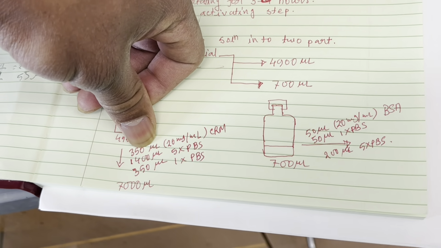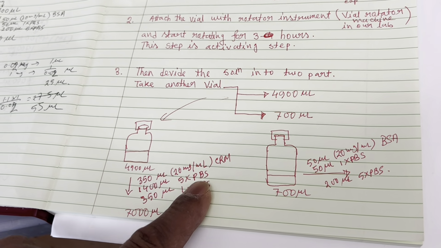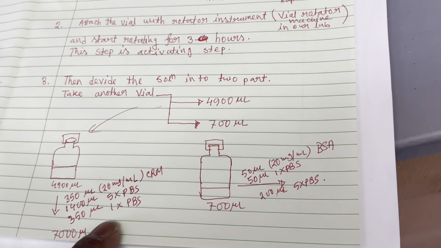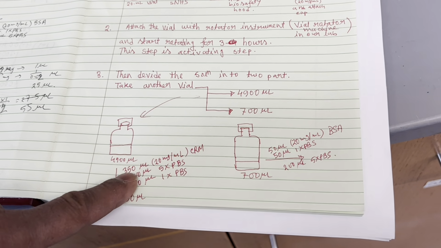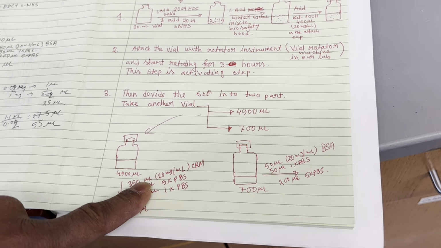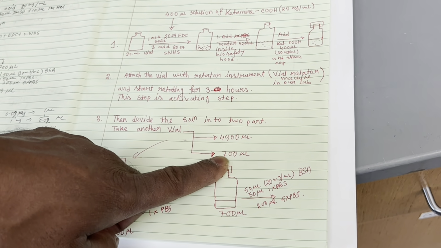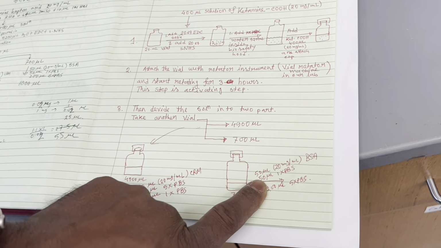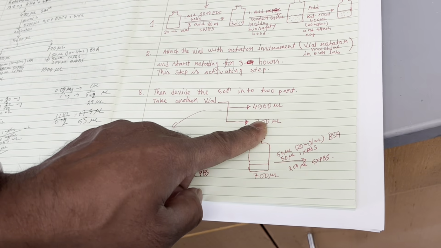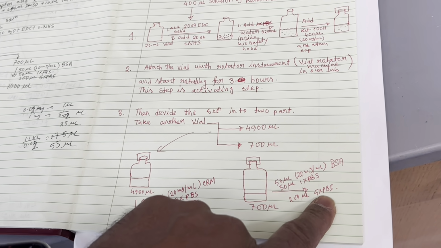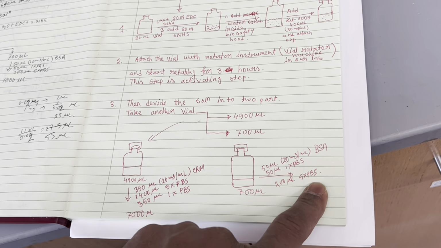Remember that, assume the CRM also will be in 1x PBS. 1x PBS, like buffer 1 times, and this is 5x PBS, two different concentrations we use. So the CRM is taken as in 1x PBS. Here the 50 microliter and 700 microliter total will be 750. So in that case, 50 more microliter will be 1x PBS. Then it will be 800 microliter, and 200 microliter remaining will be 5x PBS, like phosphate buffer solution.